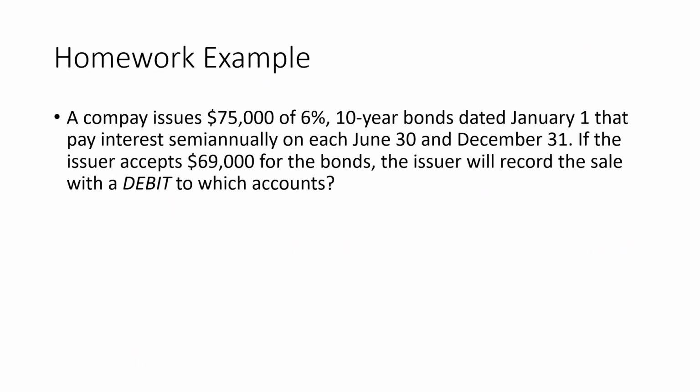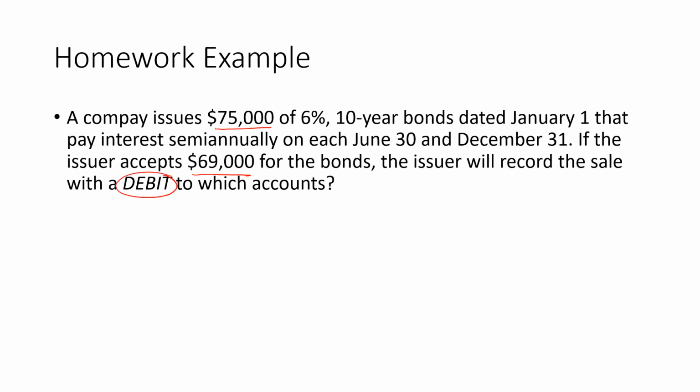Similar homework example. A company issues $75,000 of 6% 10-year bonds dated January 1st that pay interest semi-annually on each June 30th and December 31st. If the issuer accepts $69,000 for the bonds, which you can see is less than the face value, so this is at a discount, the issuer will record the sale with a debit to which accounts.